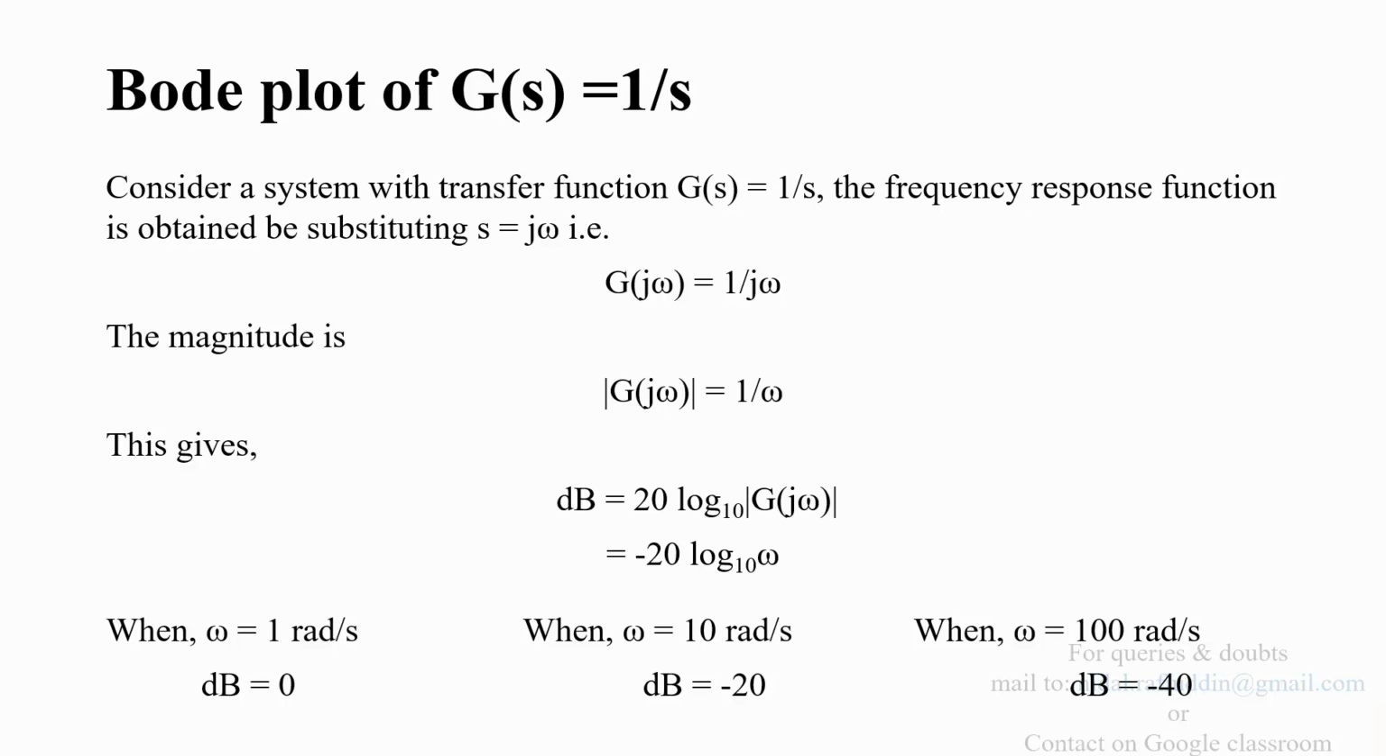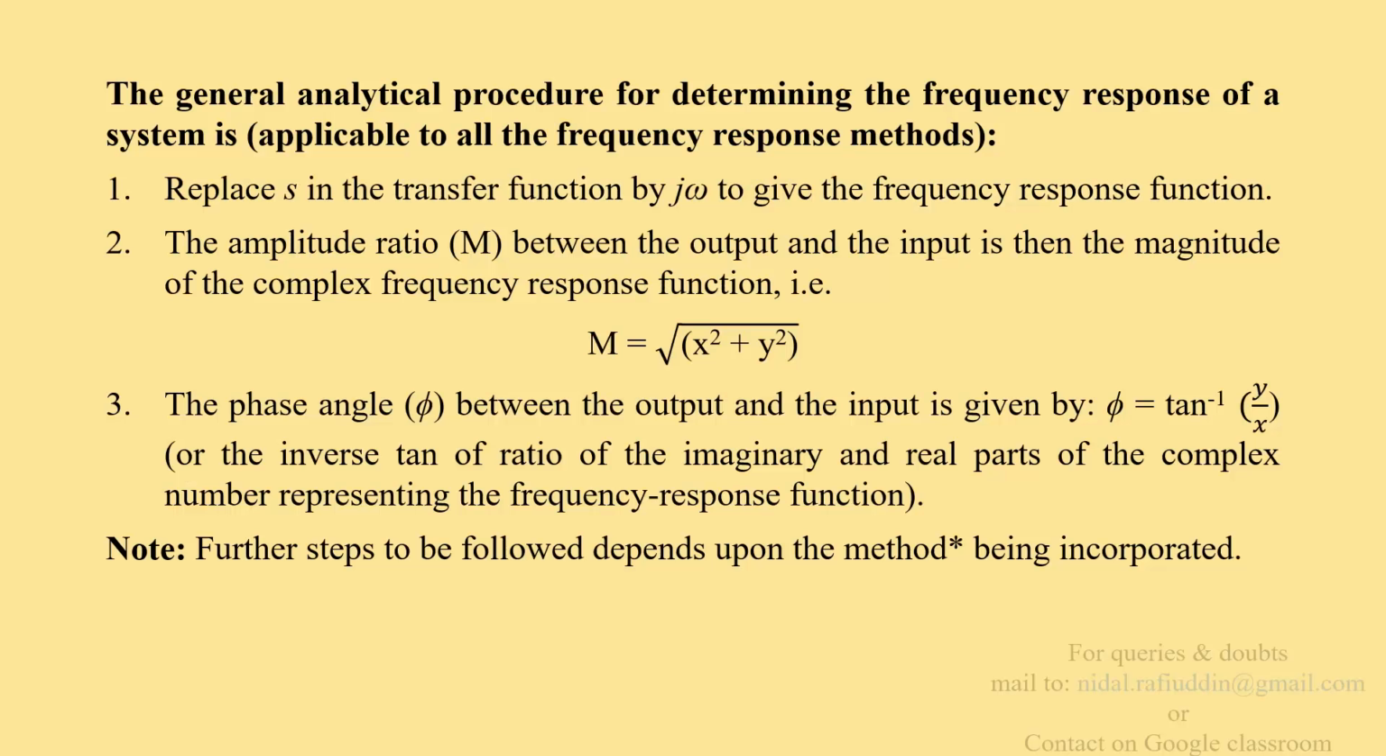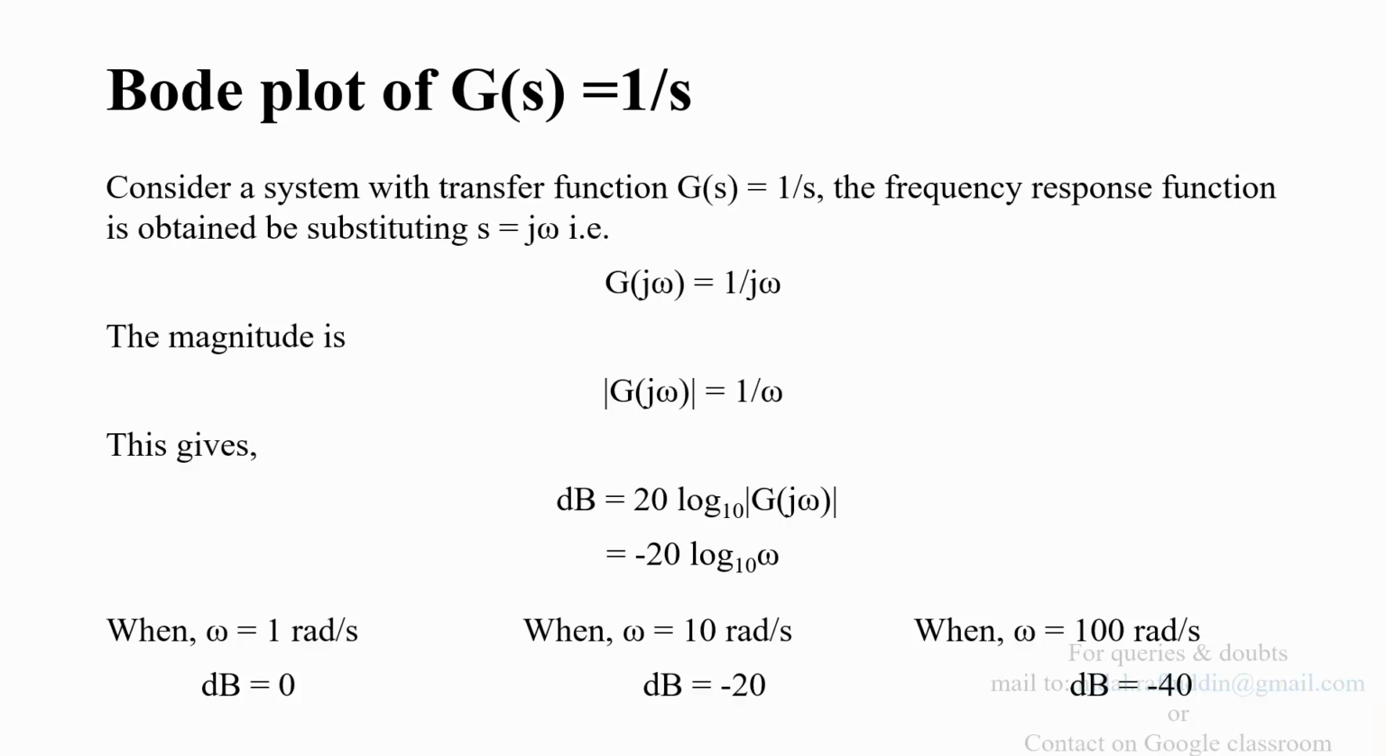more values for different values of omega, and we are interested because we saw that we have to plot magnitude versus omega and phase angle versus omega. So we will be plotting decibels versus omega for different values of omega, and since these are approximate plots, that is why we are obtaining different points on the graph for different values of omega.